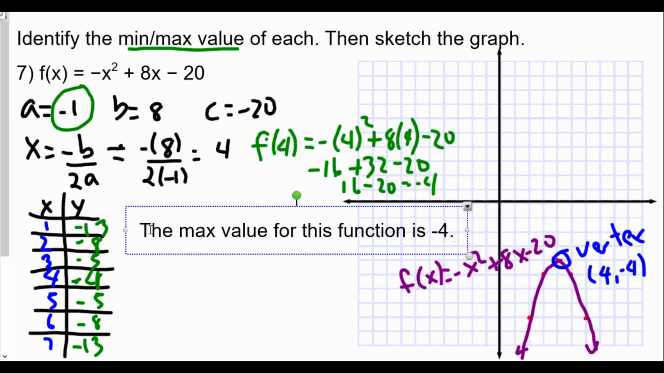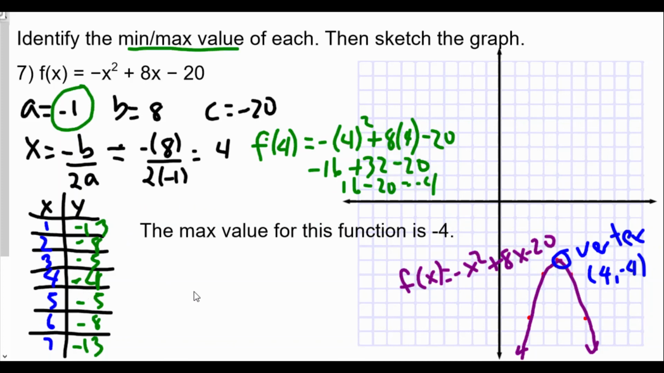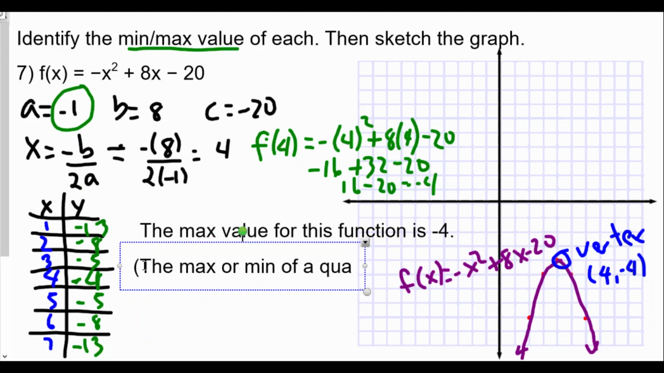Again, in this case we're talking about the max value, and we're talking about the y value. Max, min, you should talk about the y value, and it was always at the vertex. So remember, the max or min of a quadratic function occurs at the vertex.